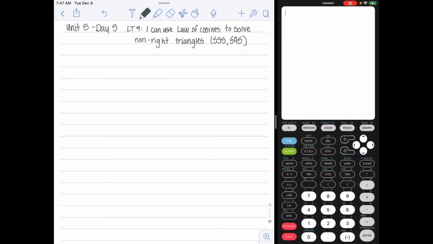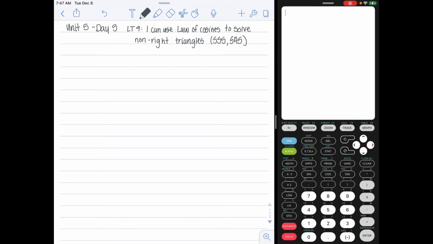Hi guys, alright, so this is Unit 5, Day 5. We got one learning target today where we're going to be using law of cosine to solve these non-right triangles. And the types of triangles we'll be using today are side, side, side, and side, angle, side, okay, for the law of cosine.